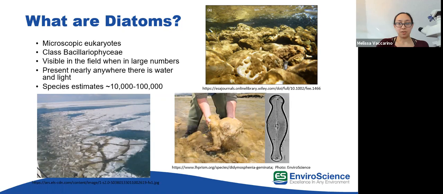And lots of research has been done on these, and lots of species still have not been described. The estimates are that there are somewhere between 10,000 and 100,000 different species.